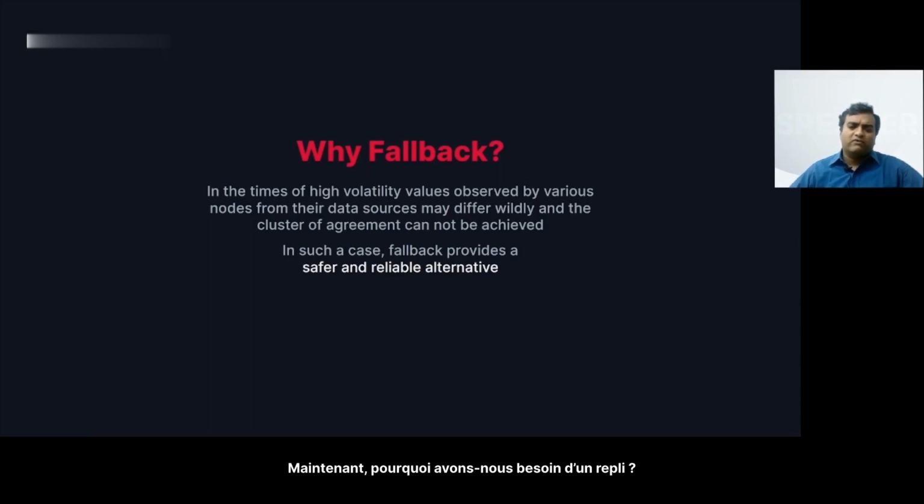Now, why do we require fallback? In times when the volatility is so high that even within the narrow window in which the data is being gathered from various data sources, you are not able to form a coherent cluster, we know that something is off. Maybe the clan size is not enough. So let's consult a larger body, the entire tribe, and the entire tribe is now engaged. In times of such uncertainty, the tribe-level consensus mechanism and this fallback provide a safer and more reliable alternative.